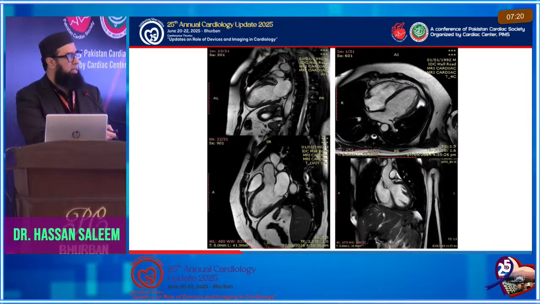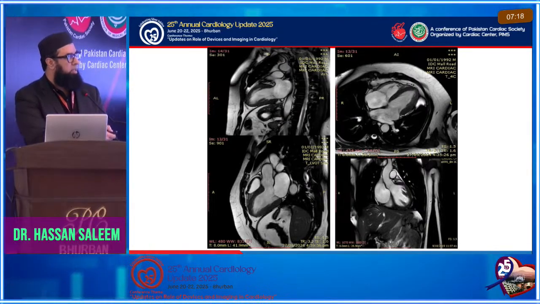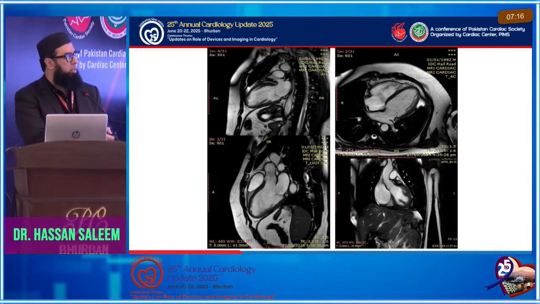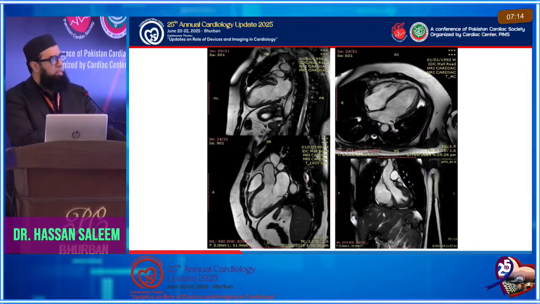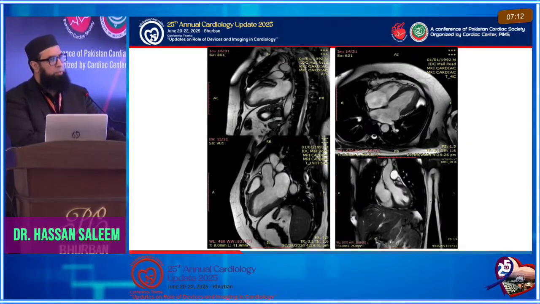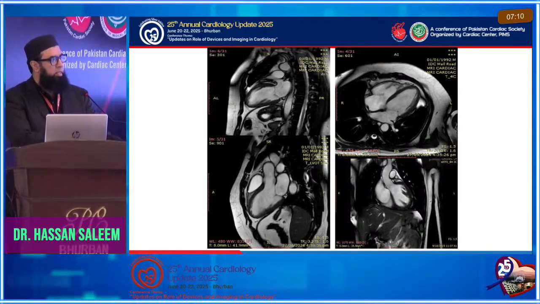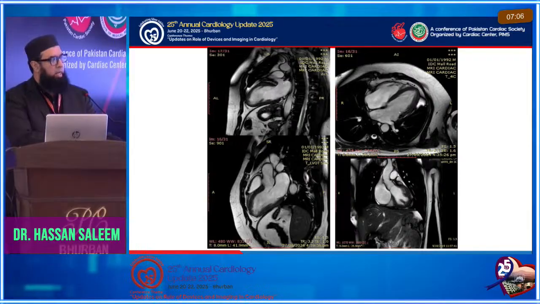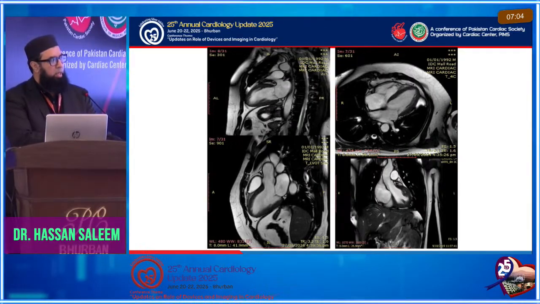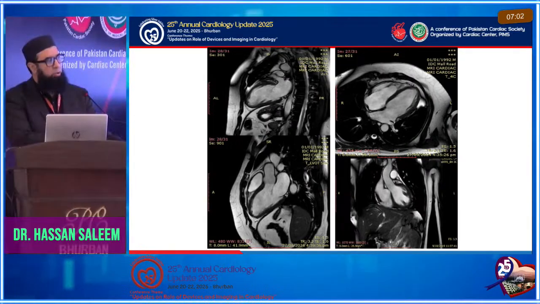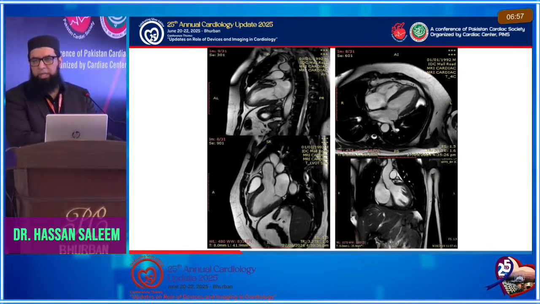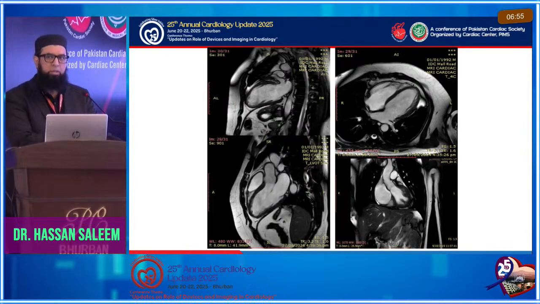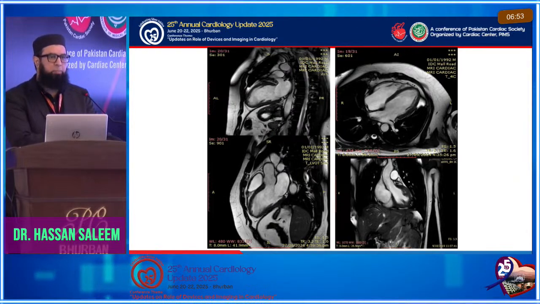Beginning with the normal scan. I hope you can see my screen. Yes, right. All right, so this is basically the 2-chamber view. The other one is the 4-chamber view. And this is the 3-chamber view where you can see the blood moving from LA into LV and then going into the aorta. You can see the LVOT as well. So in MR, there is no radiation, there's no time limitation. You can get as many planes as possible.